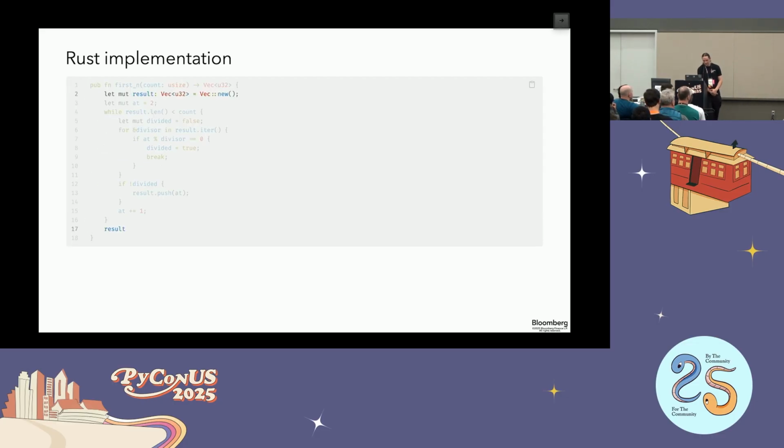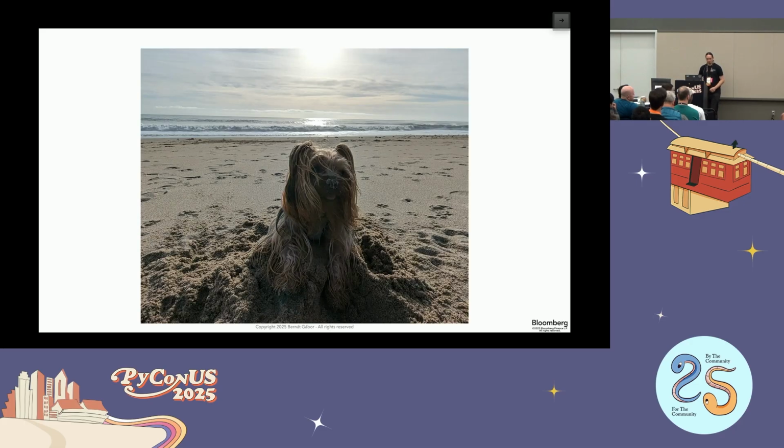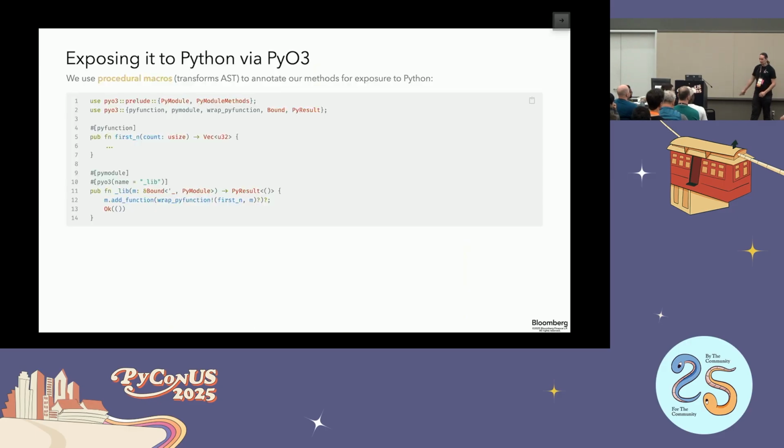All right? So now that we're done with that, let's see how we actually make this happen. Let's jump into this. So in order to expose some Rust code that we return to Python, we're going to be using this PyO3 project. And the PyO3 project uses procedural macros to make this happen.